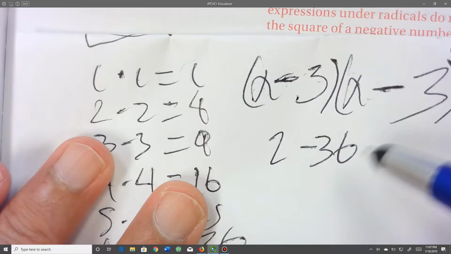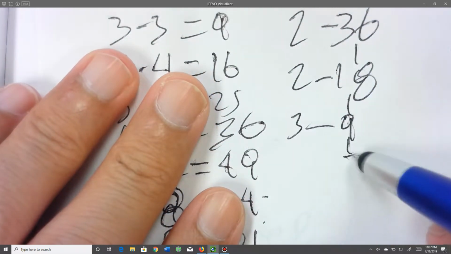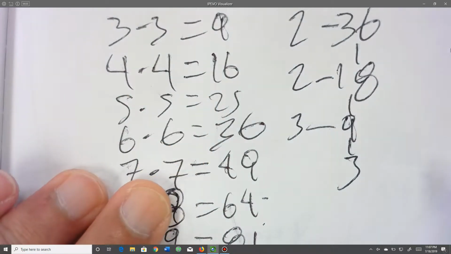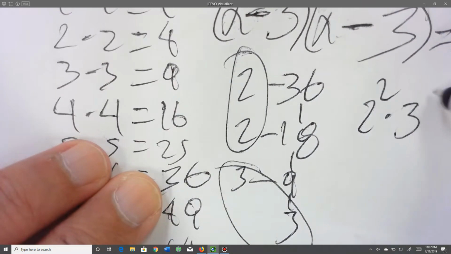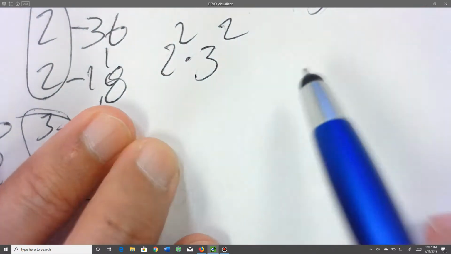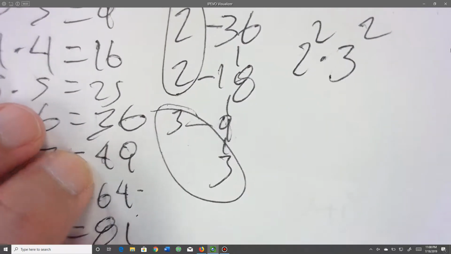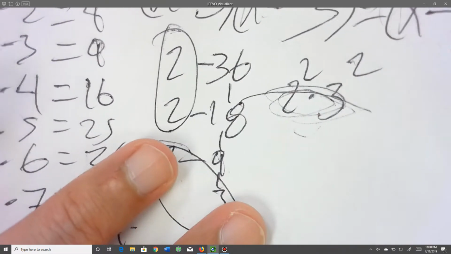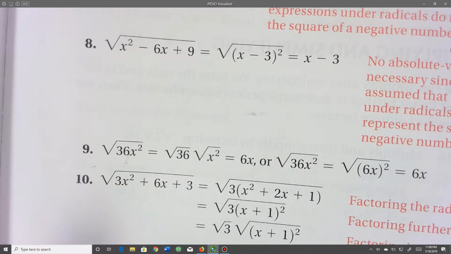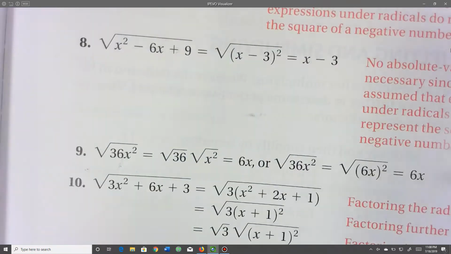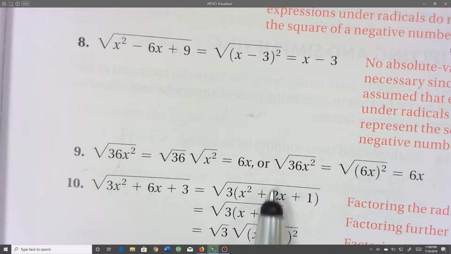If I divide by 2, that's 18. If I divide by 2, that's 9. If I divide by 3, that's 3. So in this case I have 2 squares. If I combine them together, that's 2 squared times 3 squared. Once I factor them out, I know that I can bring this outside as 2 times 3, which is 6. So in case you didn't know that this was a perfect square, go ahead and factor it out. You should still get the right answer. It doesn't make a difference to me how you do it, as long as you do it correctly.